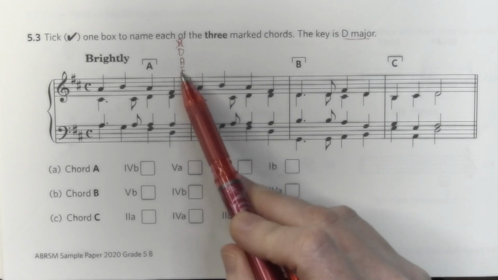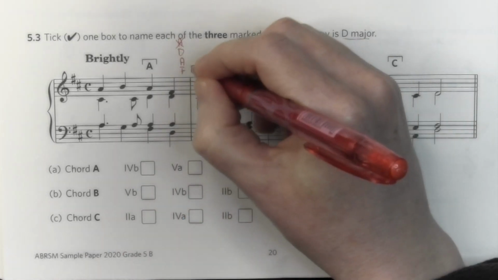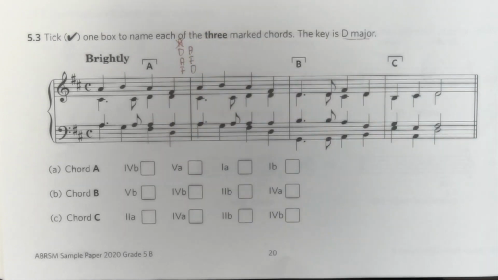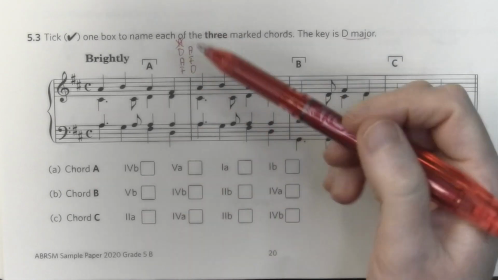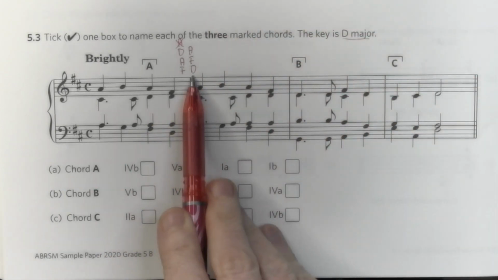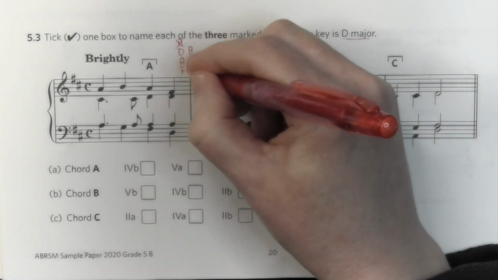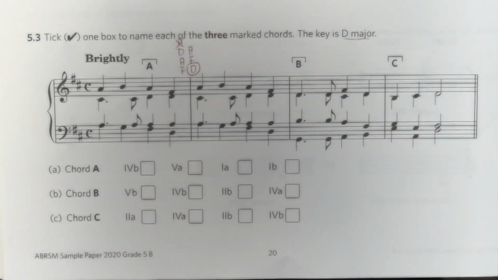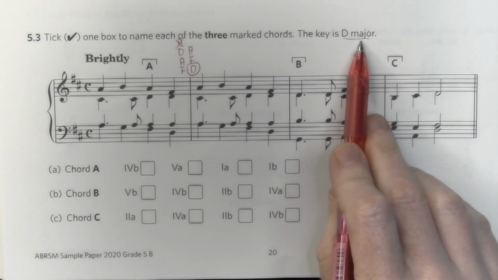Re, mi, fa, sol, la, I guess. So re, fa, la. We need to recite them in order. So we find one on, one off, one on, one off, one on, one off. Okay? So re, fa, la, re. That's a D major. It's the first degree.